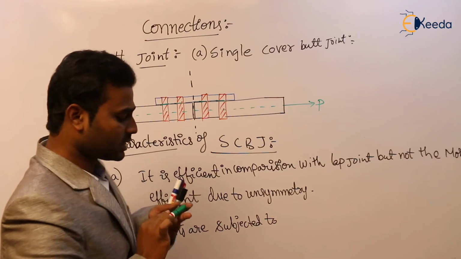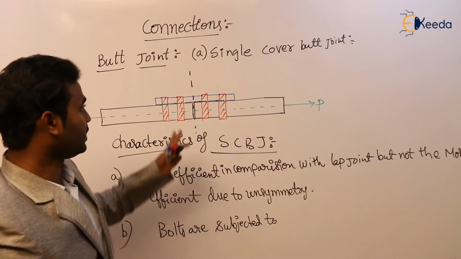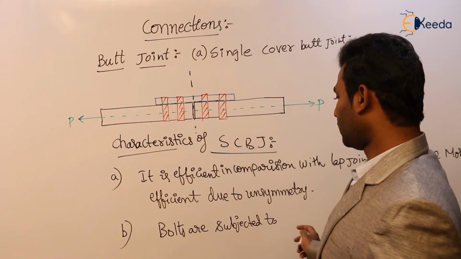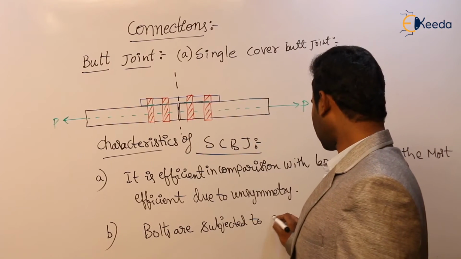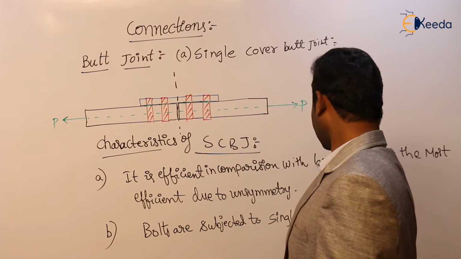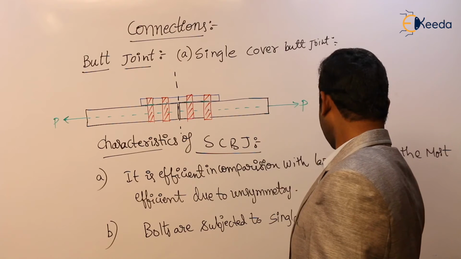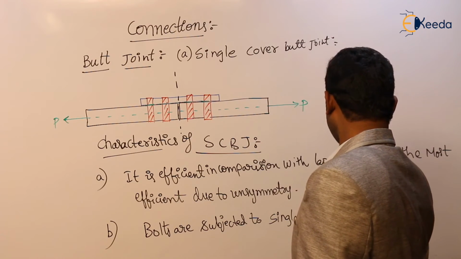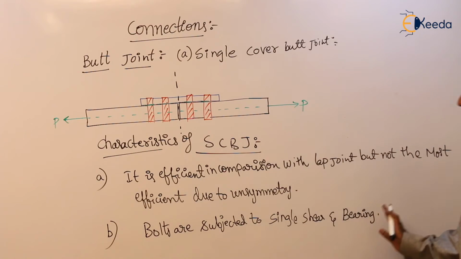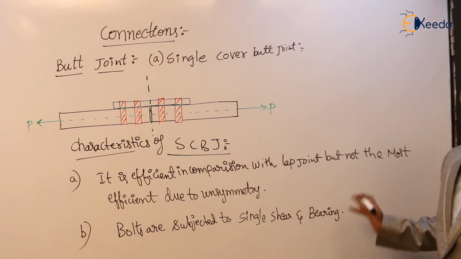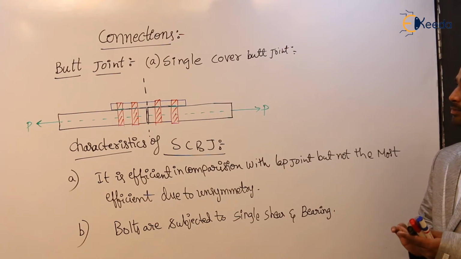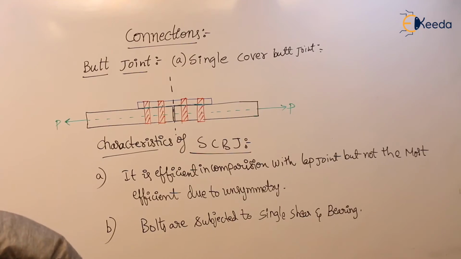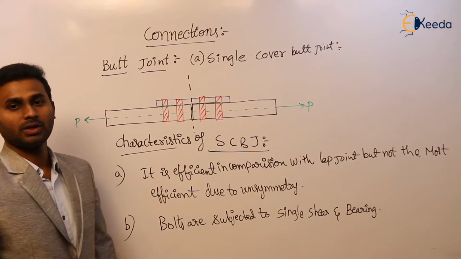So mostly bolts or rivets in these connections are subjected to single shear and bearing. So bolts are subjected to single shear. Okay. So this is the characteristic of a single cover butt joint. So take it down. Single cover butt joint.